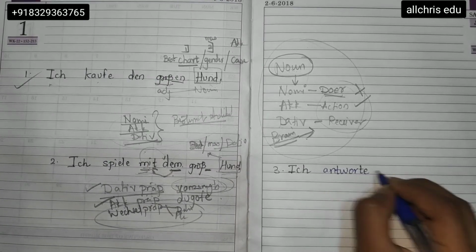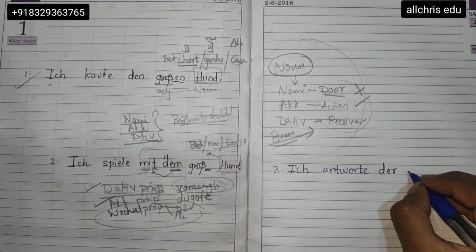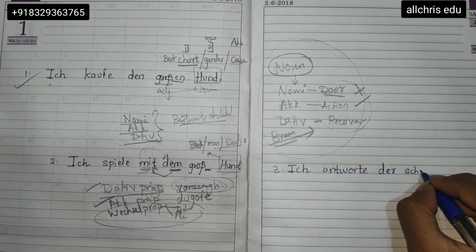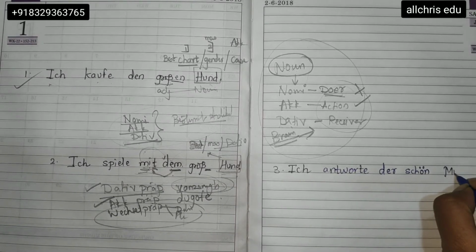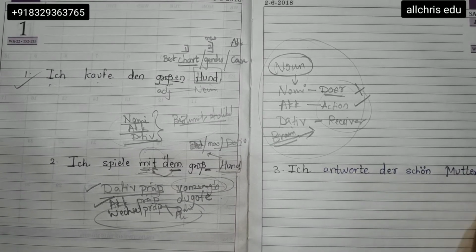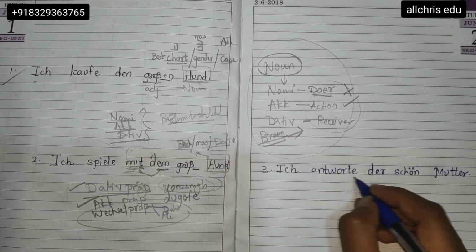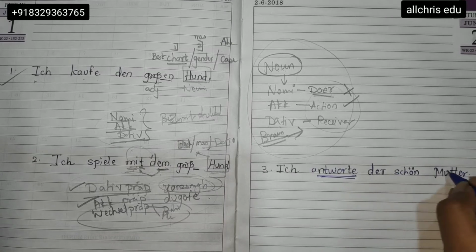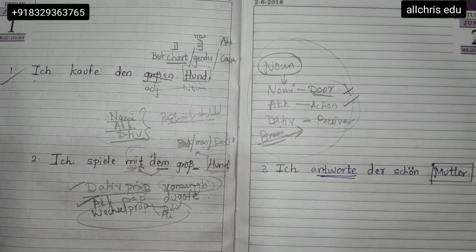Ich antworte, maybe der schön Mutter. One simple adjective I have taken: schön, Mutter, mother. So I am answering the beautiful mother, I want to say. So antworte, yeah. I want to find the noun. The noun is Mutter, after the adjective.